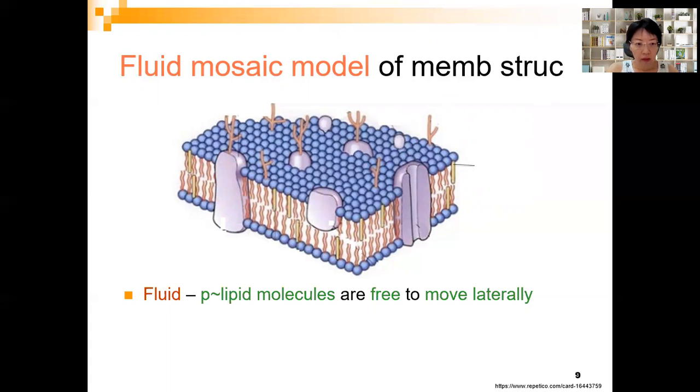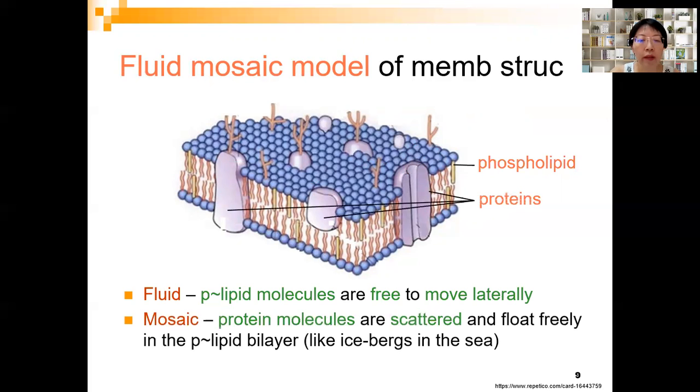Now, what about mosaic? Fluid is referring to the phospholipid molecules mainly moving laterally, but the proteins can also move. Mosaic is referring to the protein molecules in the membrane, where the protein molecules are scattered and float freely in the phospholipid bilayer. So this is the meaning of mosaic. Therefore, when you look at the membrane from the surface, you can see that the pattern of the membrane is like a mosaic.